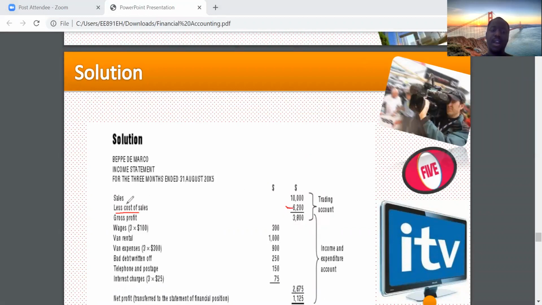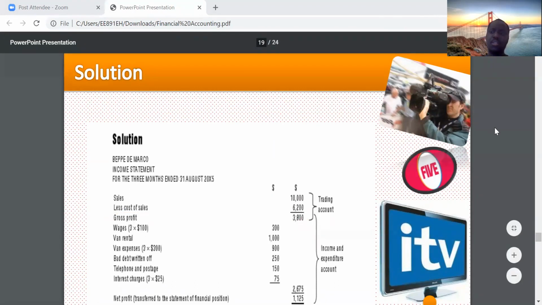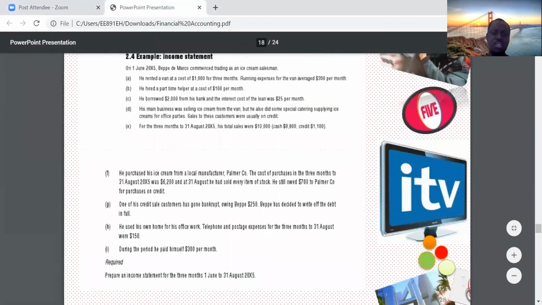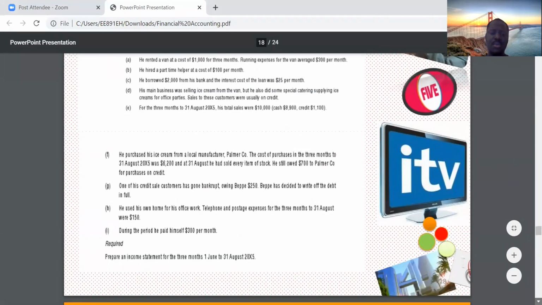Then if we take our cost of sales from our sales, we get our gross profit, which is 3,800. Now, we need to come and take out our expenses. Let's go and find some expenses and see how that feeds into everything. There are lots of expenses, right? Let's start at the top and see what kind of expenses we have.